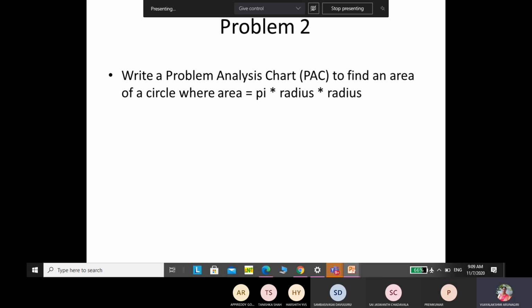Done? Yes, ma'am. What is the answer? What are the inputs we need? Radius alone. Okay. Processing.